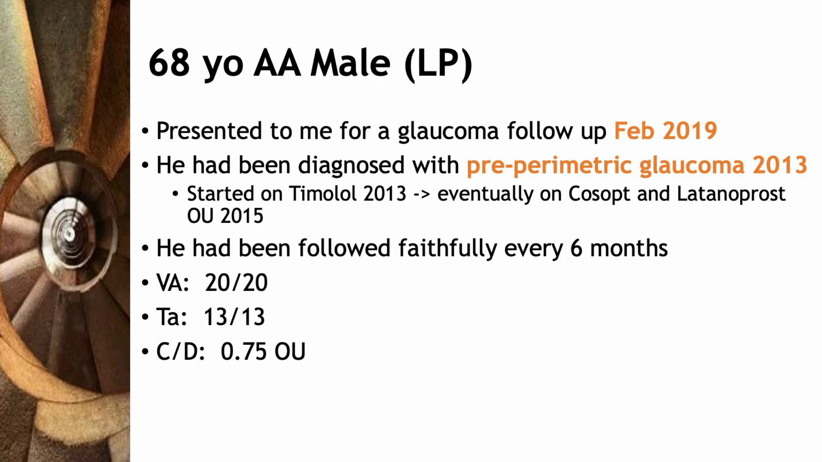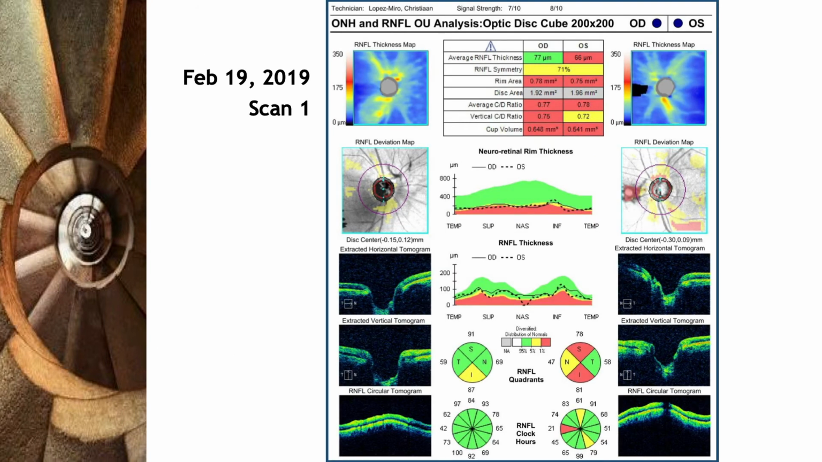He comes in like clockwork. So when I'm seeing him, the visual acuity is 20/20, the pressures are 13, and he's got a cup to disc ratio of about 0.75. And I'll show you what those nerves look like in just a few seconds. Here's his OCT scan. And this is scan 1. I'll show you the second scan, and I told you we always do 3, and I'm not going to show you all 3 of them because the first and second one are pretty similar.